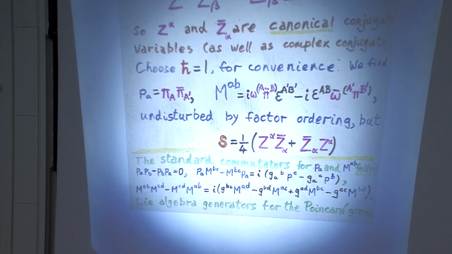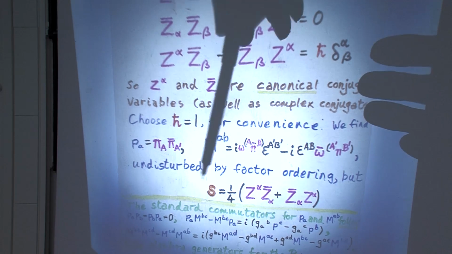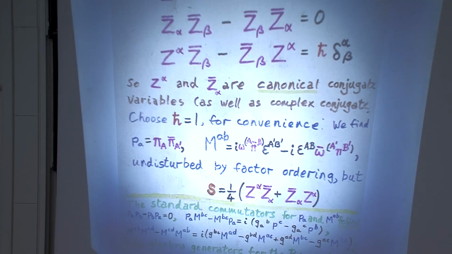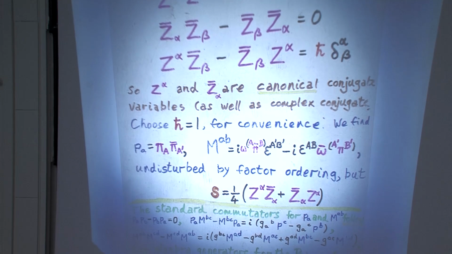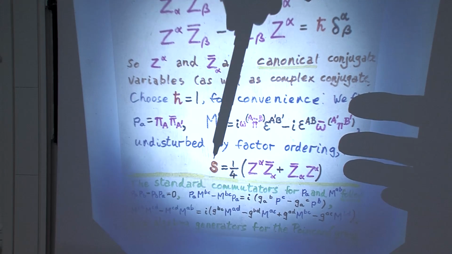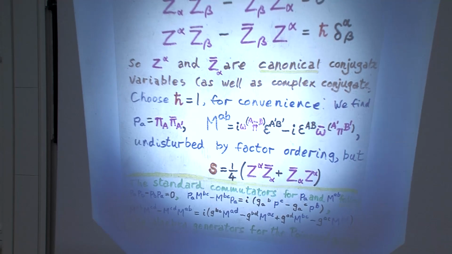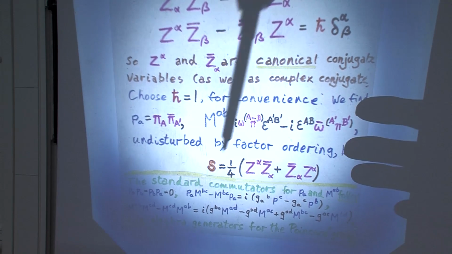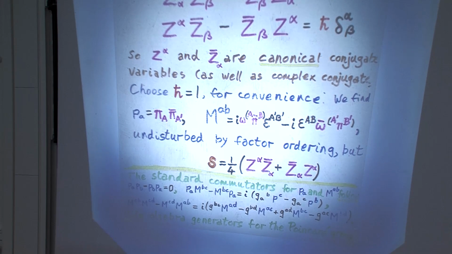It does more for you, though. The one thing that you do have to worry about the factor ordering is for the helicity. That's this thing S, which previously you saw as the relationship between the Pauli-Lubanski spin vector and the momentum. So it's telling you how much spin there is. And it turns out to be this symmetrized thing here, Z-bar-dot-Z plus Z-dot-Z-bar, over two. That comes out of the equations. That's not forced. So this is the helicity. OK. And now it's an operator. So if you want to try and do quantum mechanics of a massless particle, it's very straightforward.